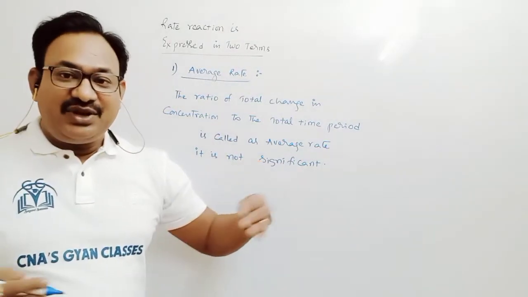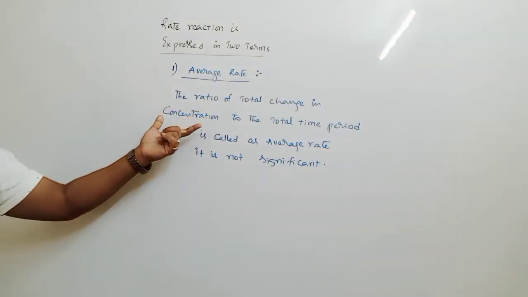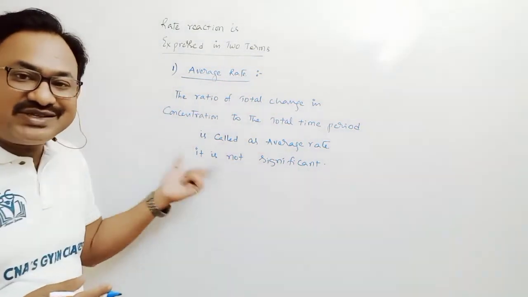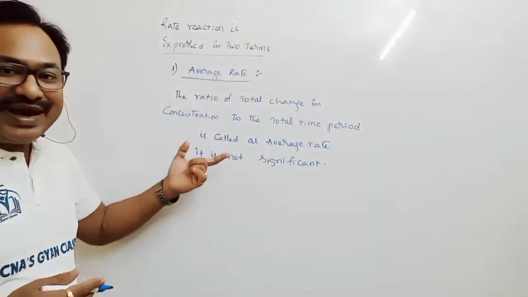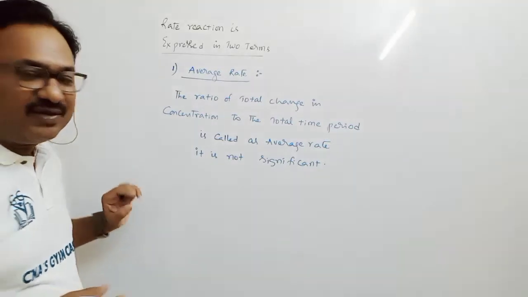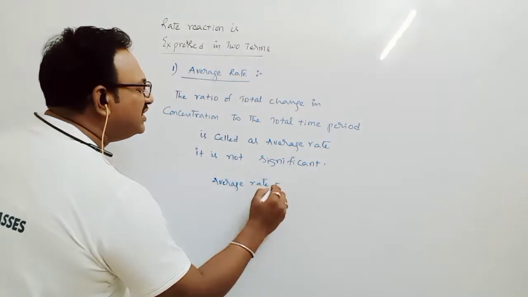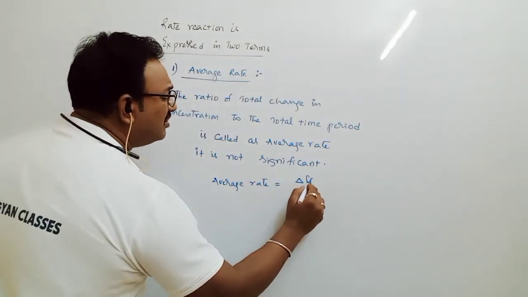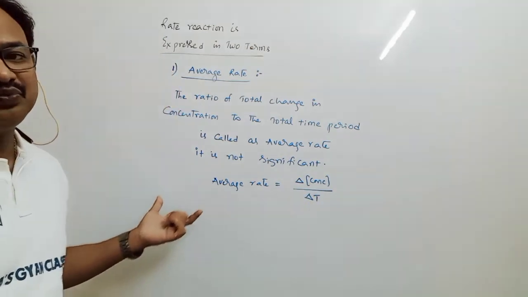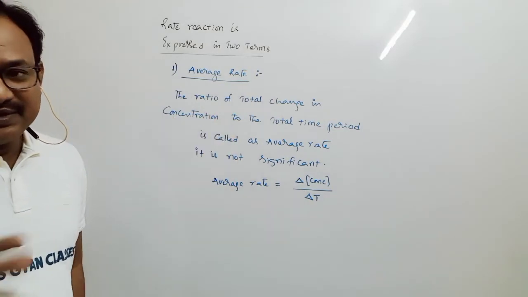So ज़्यादा टाइम लेते हैं ना, एवरेज रेट मतलब यहाँ पे क्या दिया हो, the ratio of total change in concentration to the total time period. That's why it covers large time interval. So it is not significant in our kinetics. Calculation के लिए ये तो significant नहीं है, ठीक? So average rate can be written like this: delta concentration by delta t. Changing concentration by changing time period, and that rate covers large time interval. Okay, so this is about average rate.